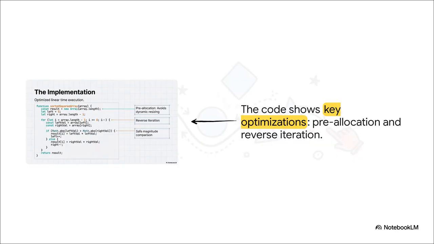And this is what it all looks like when you put it into code. You can see all the key parts right there on the screen. We pre-allocate our result array, which is good practice. We have that reverse for loop that lets us fill the array from the end. And of course, the heart of it all, that simple if statement comparing the absolute values. It's so clean, so concise, and just blazing fast.